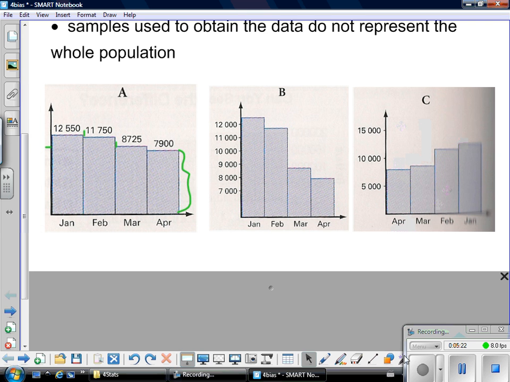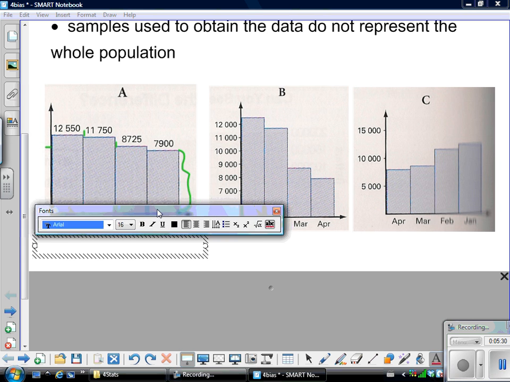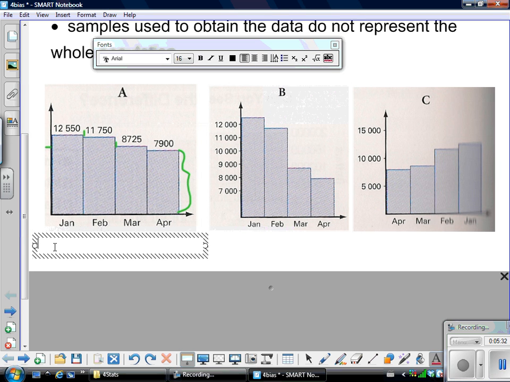So here are a few different things that we're going to put down so that we can remember them in the future when we look back at our notes. The problem with A was that we know that our scale is missing.